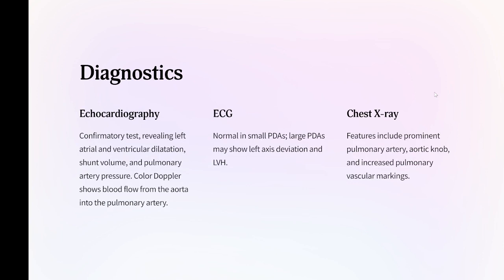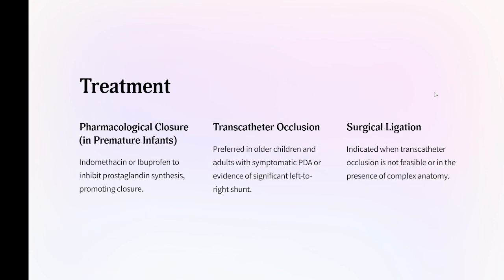Diagnostics. Echocardiography, the confirmatory test, reveals left atrial and ventricular dilatation, shunt volume, and pulmonary artery pressure. Color Doppler shows blood flow from the aorta into the pulmonary artery. ECG: normal in small PDAs. Large PDAs may show left axis deviation and LVH. Chest X-ray features include prominent pulmonary artery, aortic knob, and increased pulmonary vascular markings.